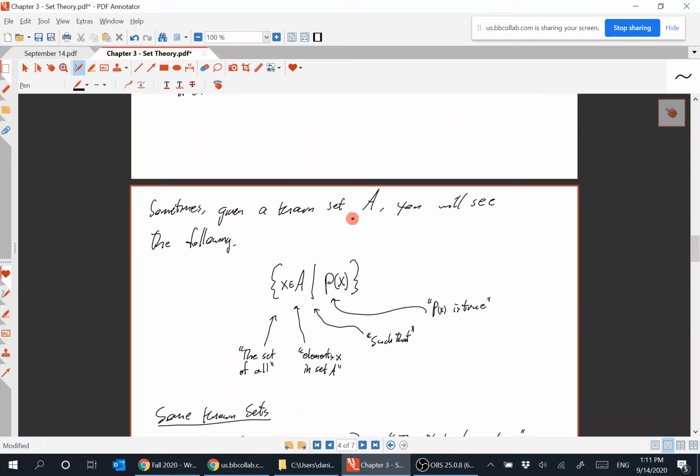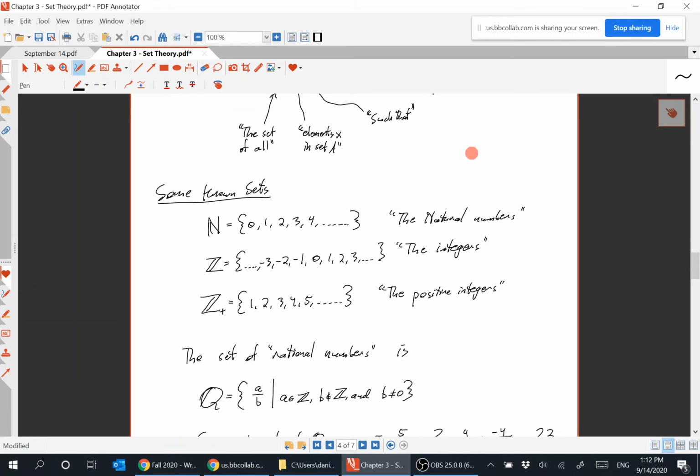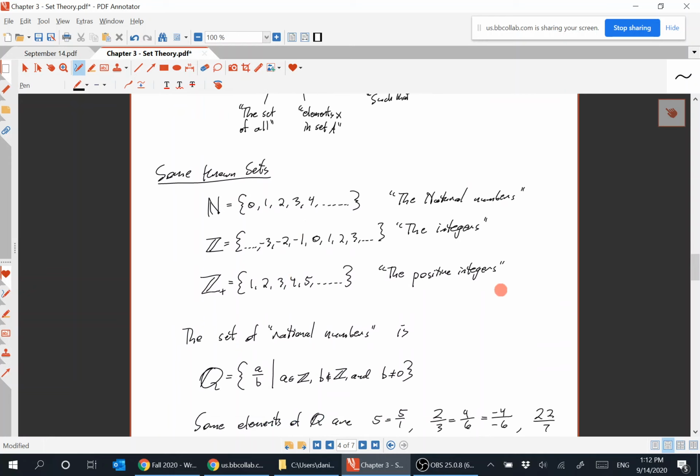And then sometimes, given a known set A, you'll see the following: the set of all elements x in A such that p of x is true. So that creates a subset of the set A. And then we had some known sets: the natural numbers, integers, positive integers.